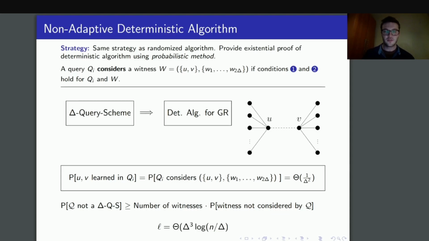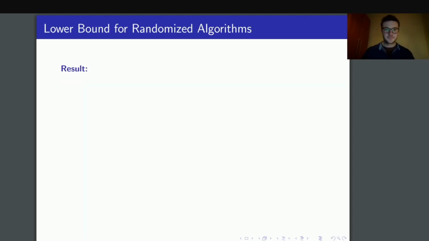It suffices for the size of our delta query scheme, and thus the number of queries for our deterministic algorithm to execute, to be of size theta of delta cubed log n over delta. And this provides the upper bound for our non-adaptive deterministic algorithm. Our lower bound result for all randomized algorithms is given as omega of delta squared plus log n maximal independent set queries, regardless of whether they are adaptive or non-adaptive.